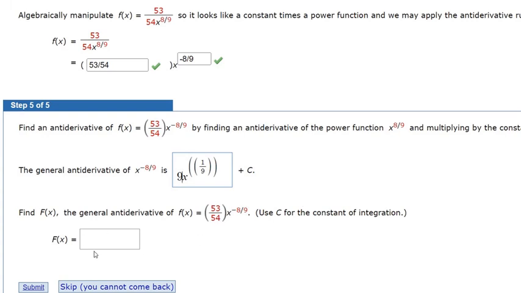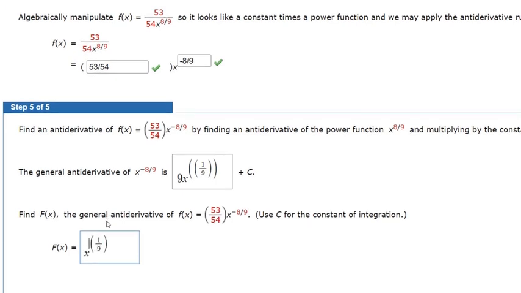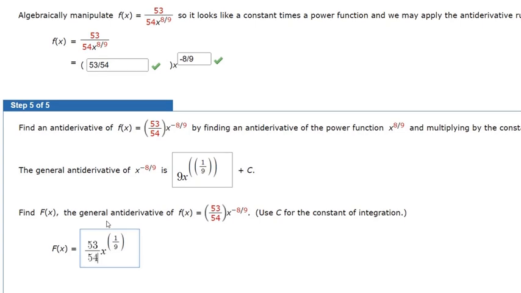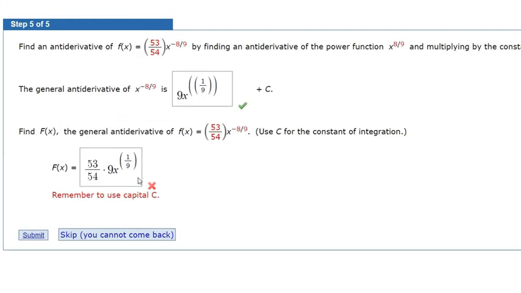And now they just want us to finally state the antiderivative. So negative 8/9 plus 1 is going to be x to the 1/9 power. And then we need to multiply by that reciprocal. So it's 53 over 54 times that 9 reciprocal that we were talking about in the earlier steps. You could simplify it, but I don't think you need to. I think WebAssign is fine with that. No, oh, I forgot my arbitrary constant c.